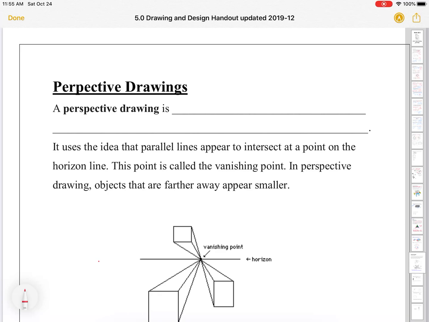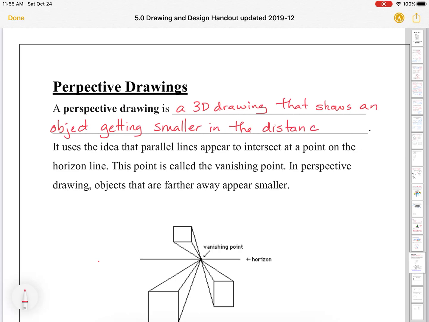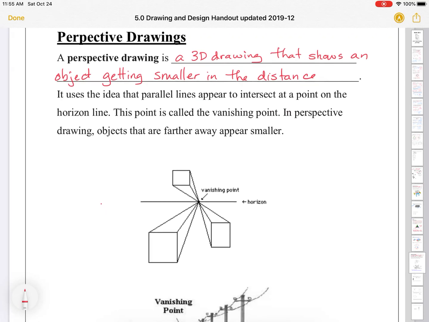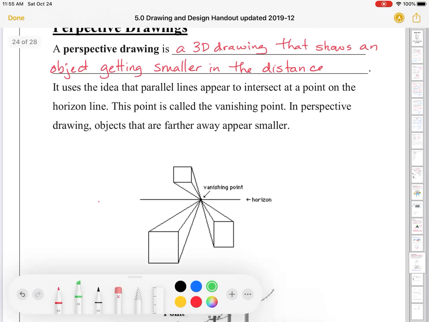Okay, perspective drawings. A perspective drawing is a 3D drawing that shows an object getting smaller in the distance. It uses the idea that parallel lines appear to intersect on a point on the horizon line. And this point is called the vanishing point.